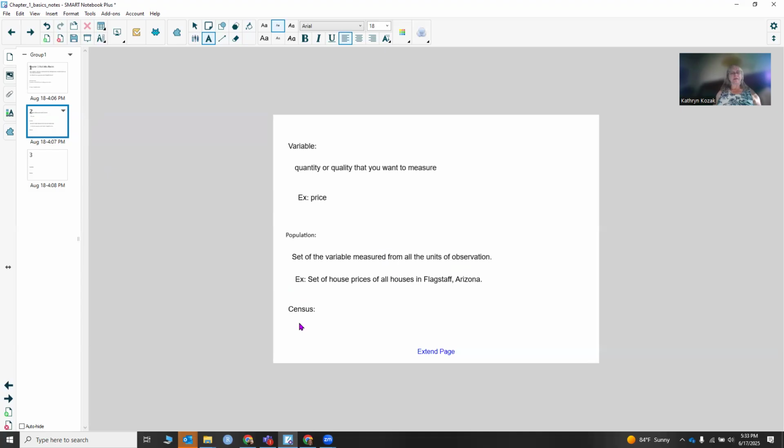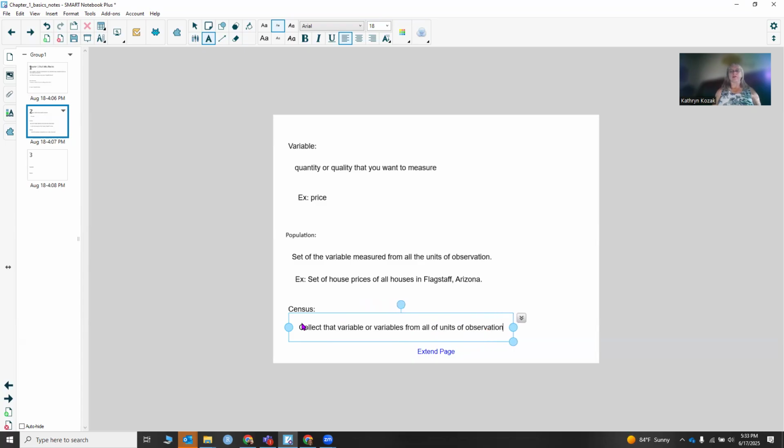A census is where I'm actually going to measure for all of them. So the census is where we actually collect that variable or variables. Again, usually we don't just measure one from all of the units of observation.